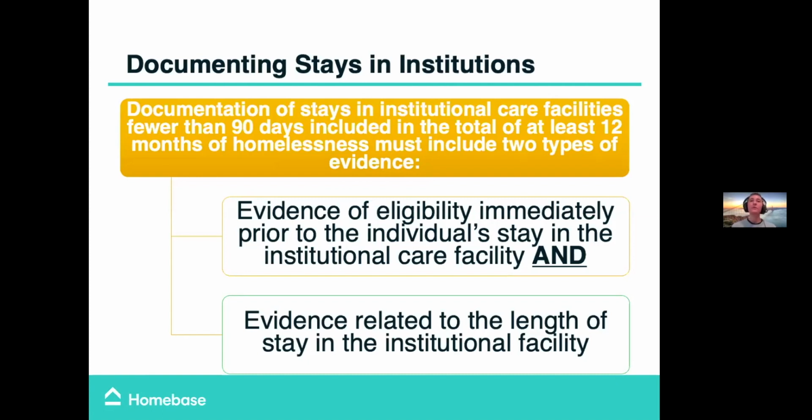So for documenting stays in institutional care facilities that are less than 90 days, if it's fewer than 90 days, those 90 days may be included in the total history of homelessness, the total 12 months, as long as you have evidence and can document that the client was in a place not meant for human habitation or a shelter, one of those qualifying locations, immediately before they enrolled in the care facility, in the institution. So that would be any of those forms of third-party documentation that we talked about to document their homeless status right before they enrolled in the institution. And then evidence that shows the length of the stay, because you're trying to document clearly that it was less than 90 days. Next slide, please.